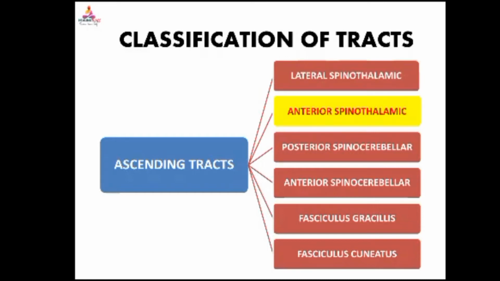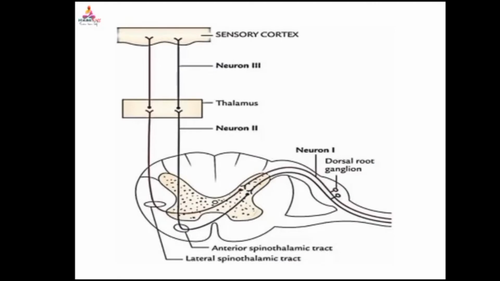Next is the anterior spinothalamic tract. It's located in the anterior white column, originates from the posterior horn cell of the spinal cord of the opposite side and terminates at the ventral posterolateral nucleus of the thalamus. Its function is to carry light touch, pressure, tickle and itch sensation from the opposite side of the body. See the anterior spinothalamic tract and lateral spinothalamic tract.